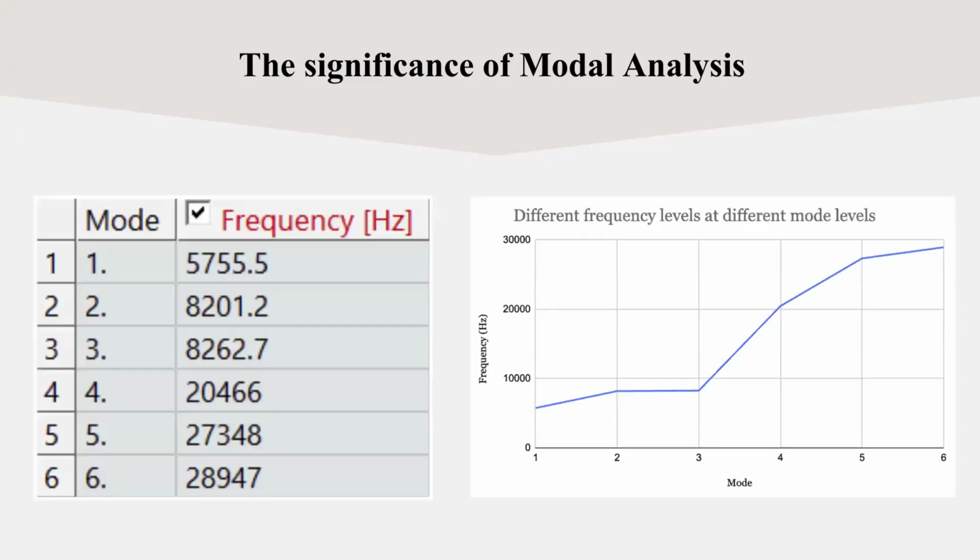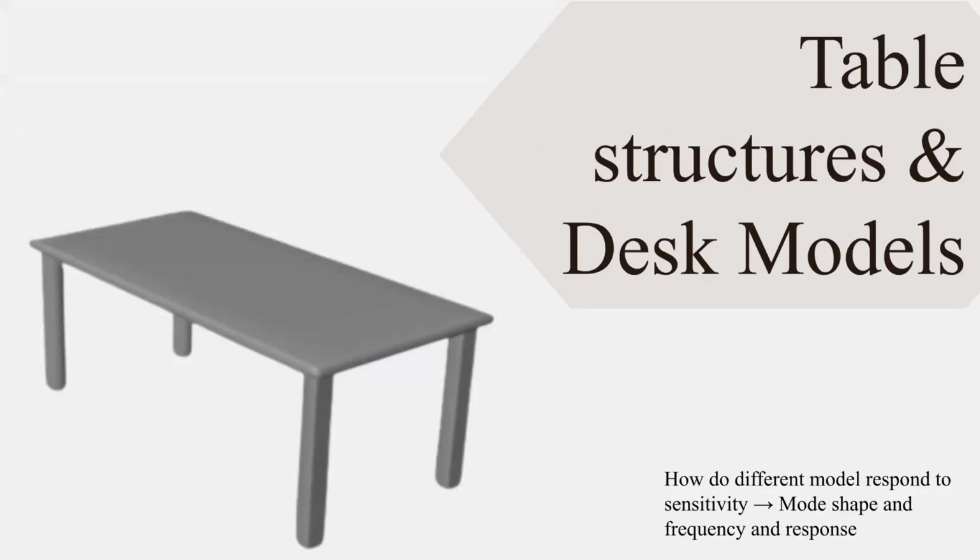So this was the conclusion we got for the results using ANSYS. When the mode increased, the frequency level in hertz also increased, and we could see a significant increase in the frequency level from 3 to 4. This was because the bridge in between the structure fluctuated a lot as the mode increased.